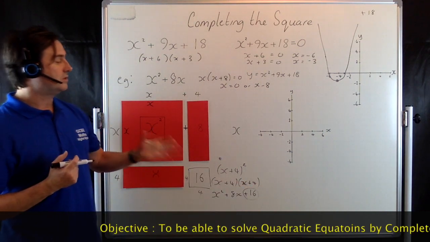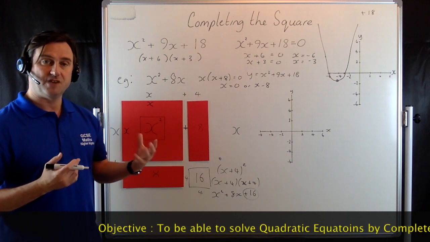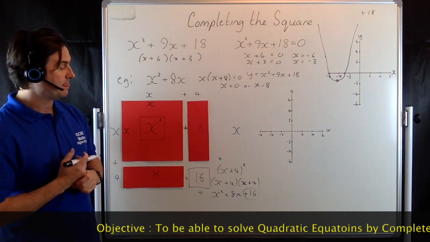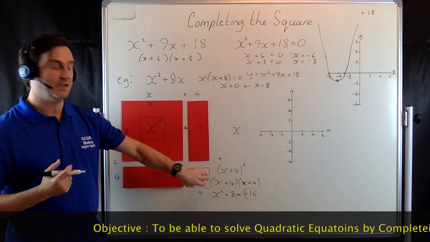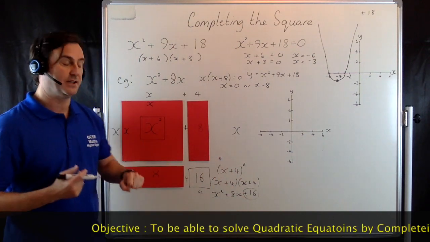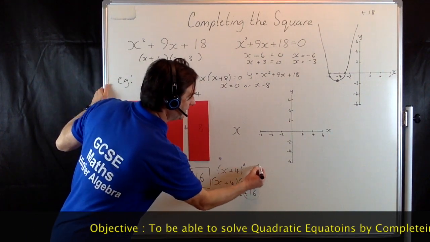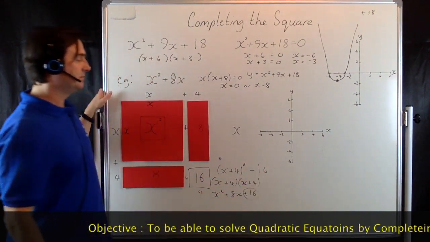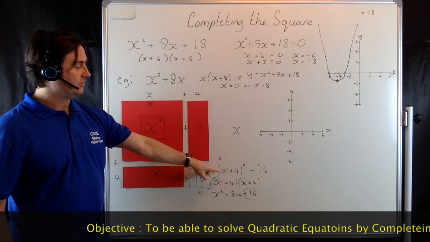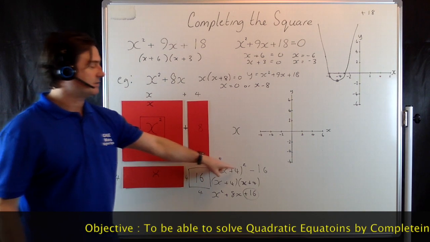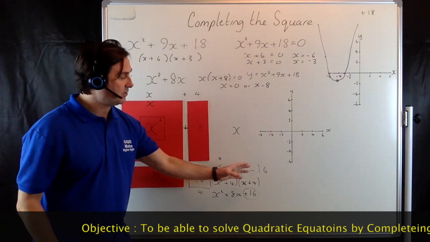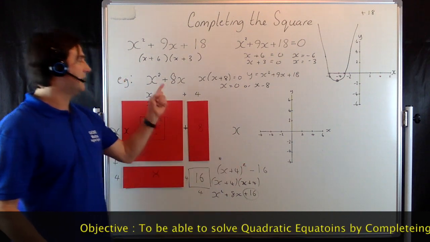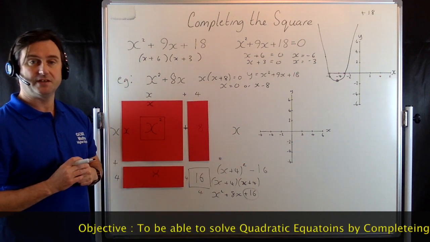So in order to complete the square, to write this expression in its correct format, I need to take away this section here from my x plus 4 squared. So I take away 16. So my expression now is x plus 4 squared take away 16. If I then multiply that out, I am going to get back to my original expression there.